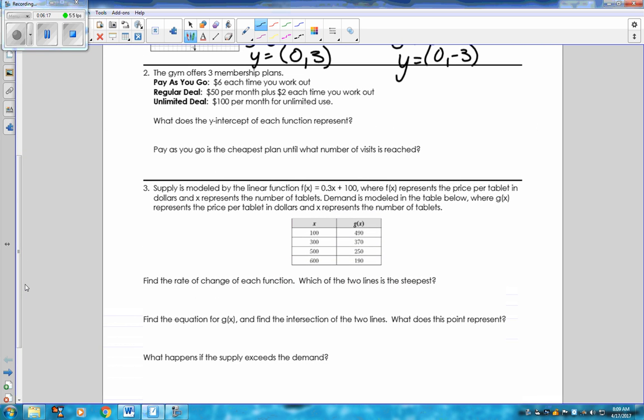It says that the gym offers 3 membership plans: a pay-as-you-go, a regular deal, and an unlimited deal. What does the y-intercept of each function represent? It's not how much you pay per month, and it's not how many times you work out. The y-intercept represents the initial cost.